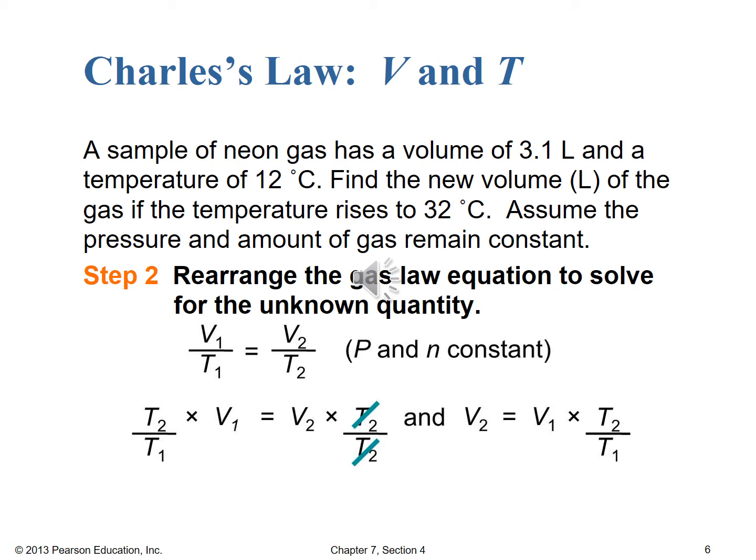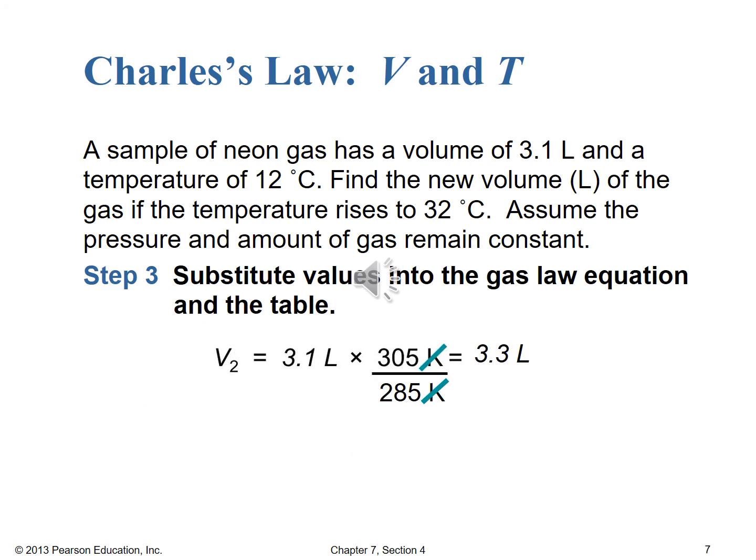although we've gotten to understand that we're a little off with the Kelvin temperature scale when we get very, very cold. And finally, here in step 3, we can substitute the values in, or at least the values that we solve for after converting into the Kelvin scale, and then solve the equation. So V2 equals V1, the 3.1 liters, times the 305 Kelvin, divided by that 285 Kelvin, and therefore we get a final value here of 3.3 liters.